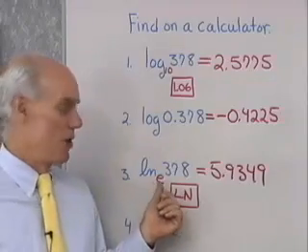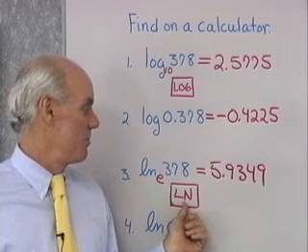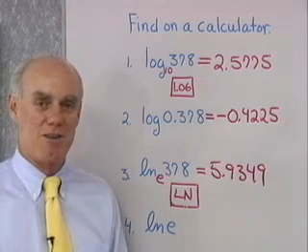And again, I rounded that one off. So natural logarithm, logarithm base e. On the calculator, you have to look for your natural logarithm button. 378 with that button should give you 5.9349.